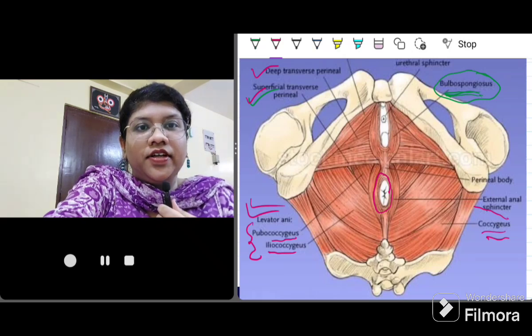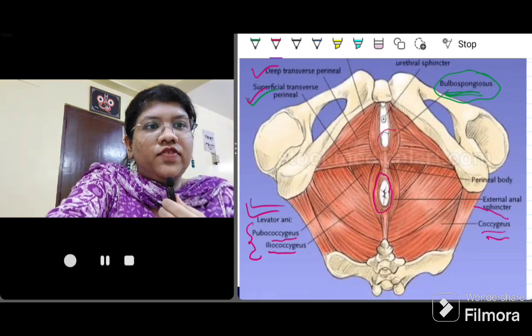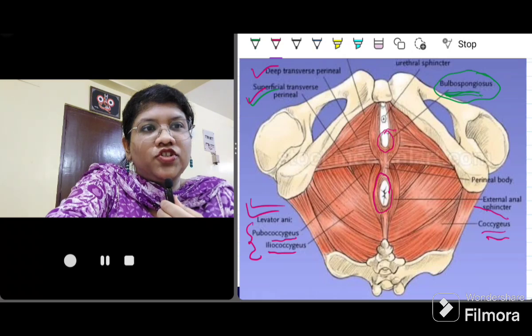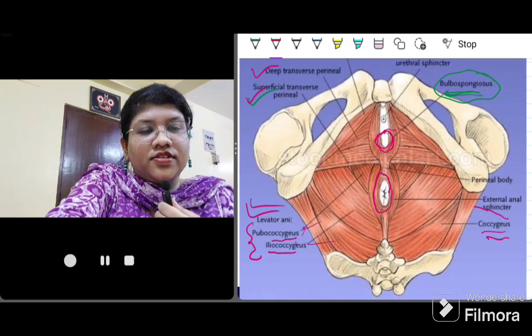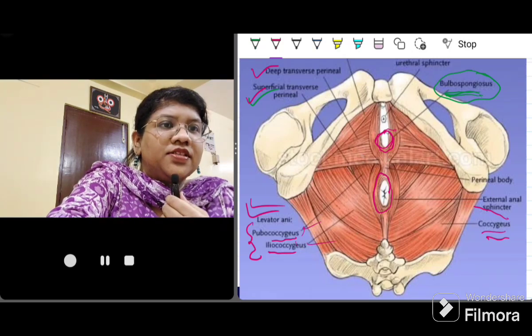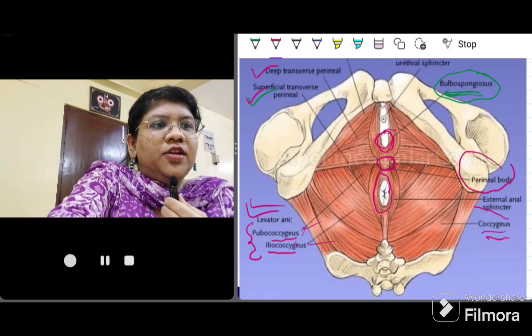This is very important to understand, because routinely when you are giving an episiotomy during vaginal deliveries, it's very important to understand what structures you are cutting. So obviously you are cutting the vagina. Along with that, you are cutting the bulbospongiosus muscle, which is right around it. Then you have the superficial and deep transverse perineal muscle and the levator ani, which is composed of the pubococcygeus and the iliococcygeus. Remember, these pelvic floor muscles converge and join here to form the perineal body.